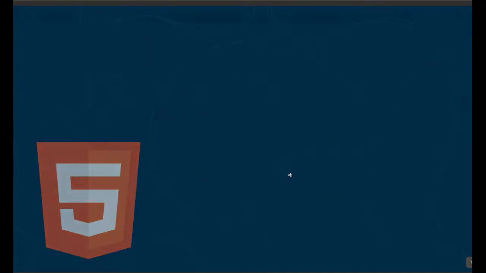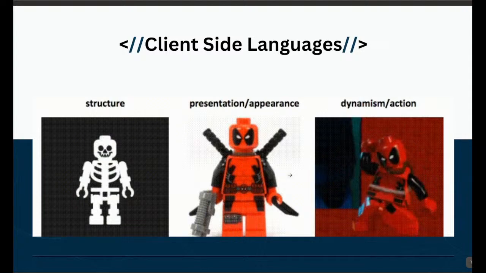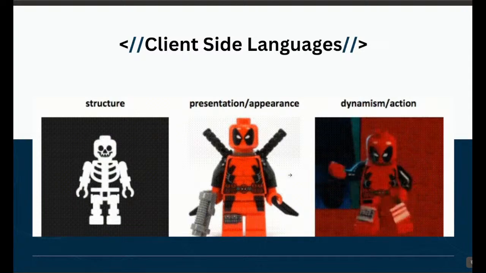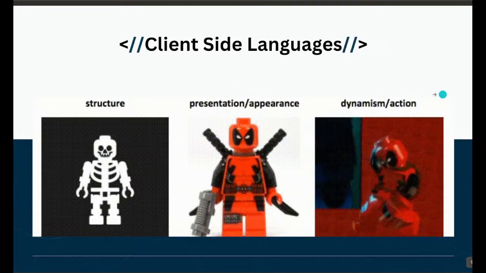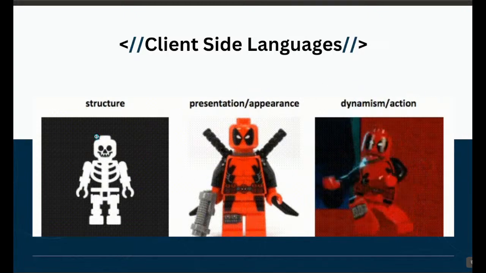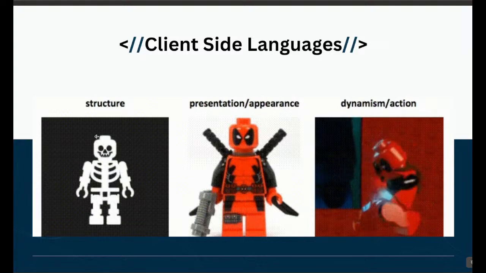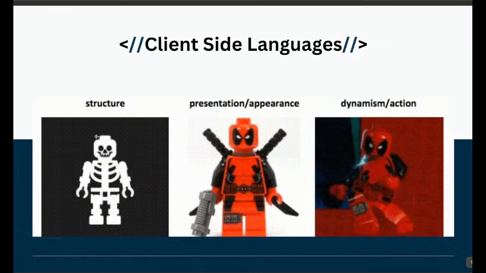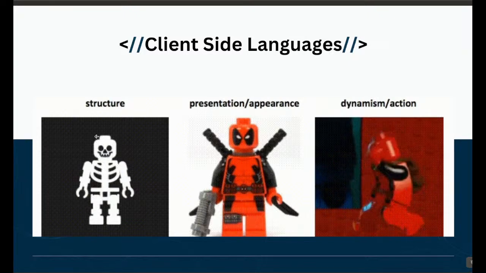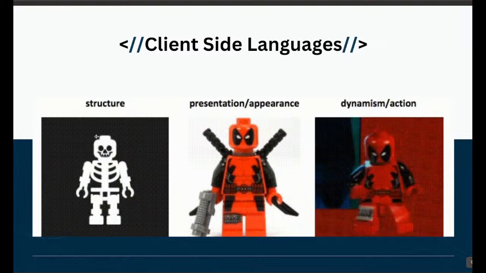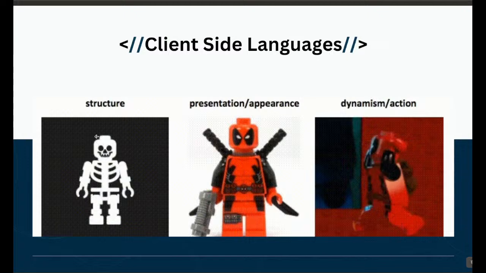Okay, moving on. So to understand the basic representation of what client side is, here we have client side languages: structure, presentation slash appearance, and dynamic. So here, structure. Before we have talked about HTML, CSS, JavaScript, right? Now it involves everything the user interacts with and sees on the screen. So when you visit a website, what happens is the browser downloads the web page content, that is your HTML, CSS, and JavaScript from the web server, and then it processes it and executes.